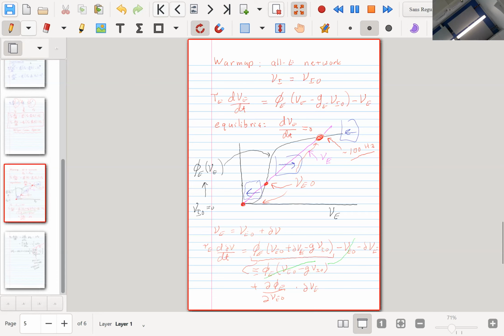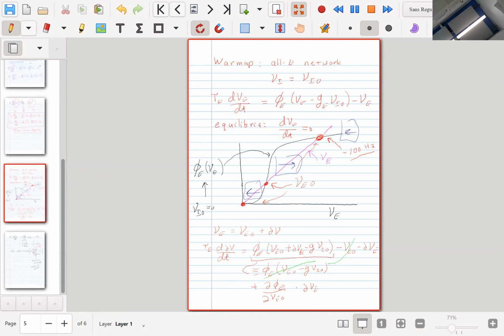So the key take-home message for these all-excitatory networks, besides having these three fixed points, two stable and one unstable, is that we can analyze this graphically. We can draw pictures, and those pictures are going to tell us something about the dynamics.